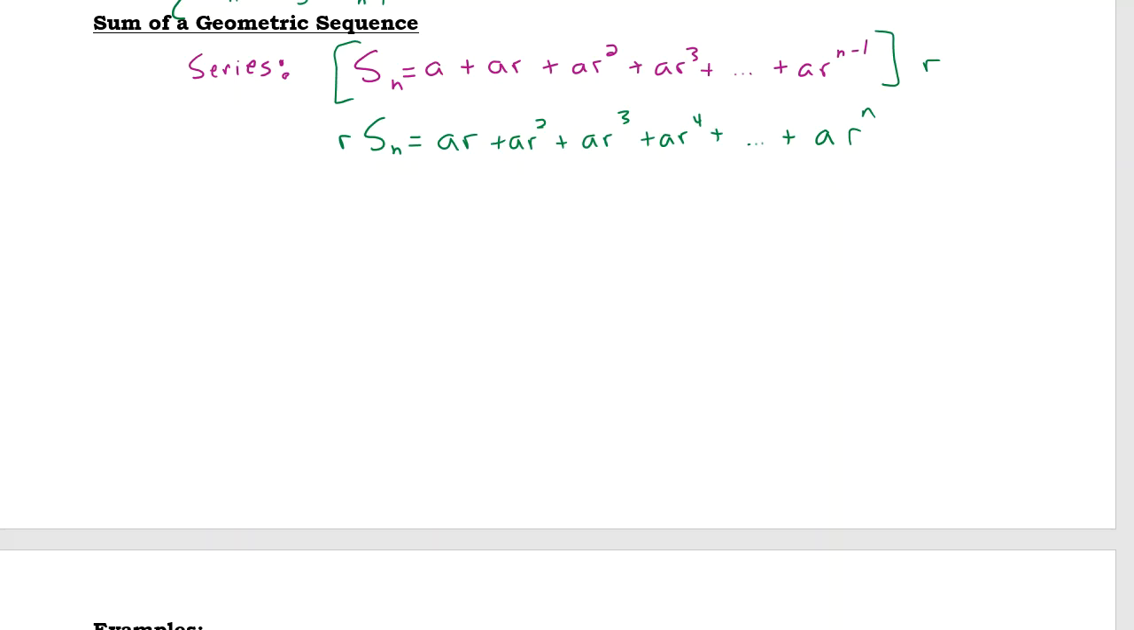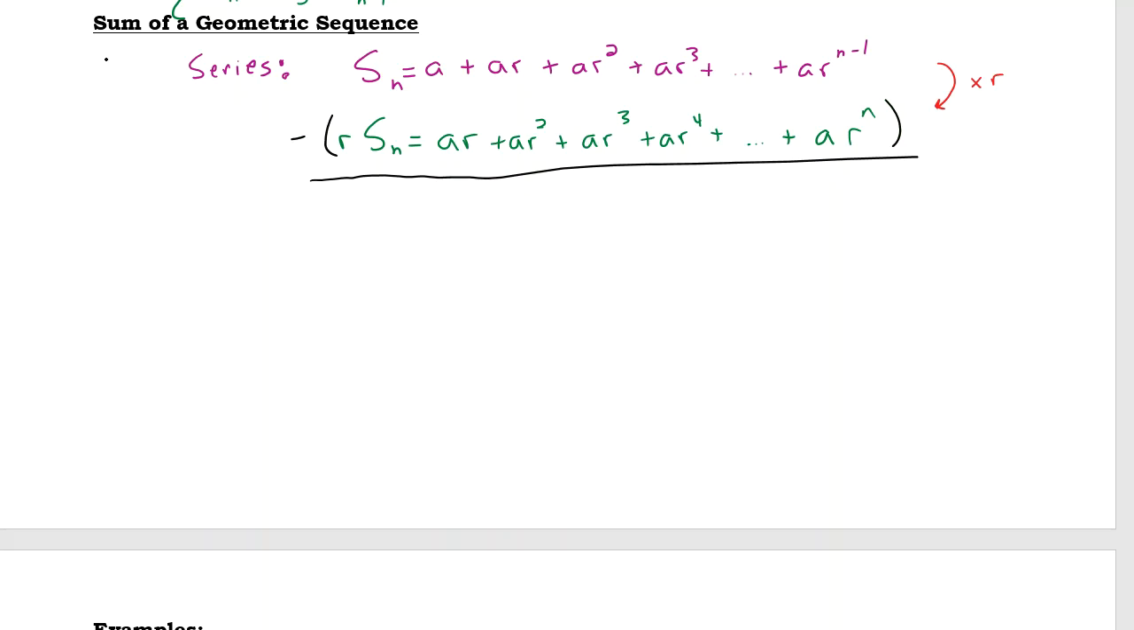Okay, now I'm going to erase this part here. Maybe we'll just make a little note to ourselves of what we did. To get this, we multiplied by r on both sides. So now what we're going to do is subtract these from each other. This is a little bit of a trick here, but it's going to be cool and you're going to like it. All right, so here's what we're going to do. We're going to take the green equation and subtract it from the purple equation.